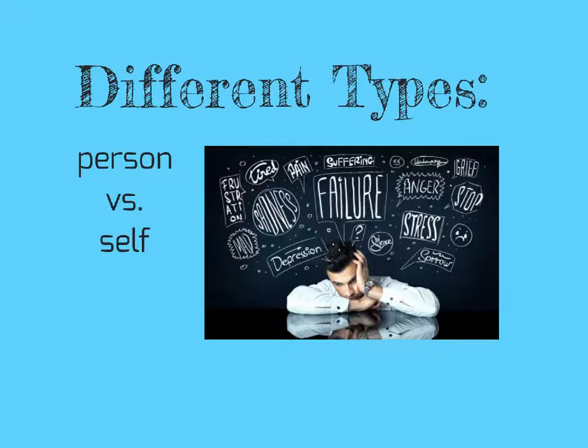Another type that's very common is person versus self. Now you see my little guy here, and he's kind of thinking through different things. He could be mad, he could be thinking, oh, I'm a failure, I have so much stress, and those things could be causing him some internal or person versus self conflicts.